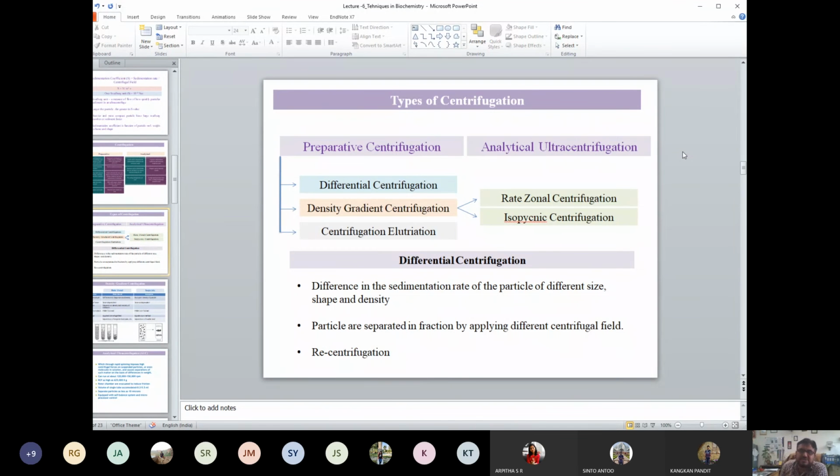The third classification is centrifugation elutriation. This is basically used by industry people. They want to have exhaustive product out of this centrifugation. So they have a continuous system where this centrifugation will go on happening, and then they will extract the product out of that. That's why the term centrifugation elutriation.